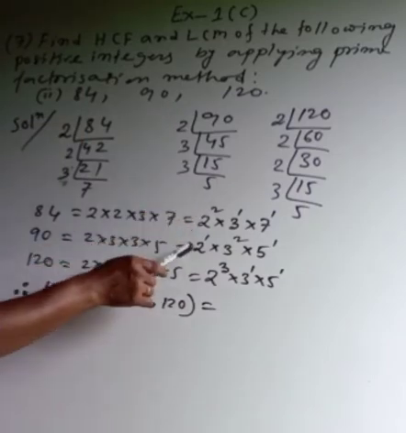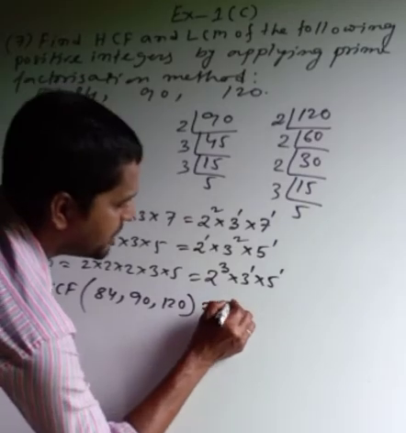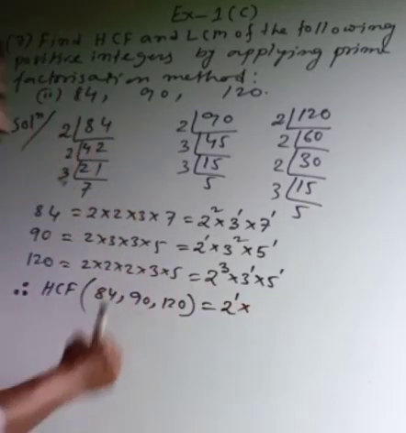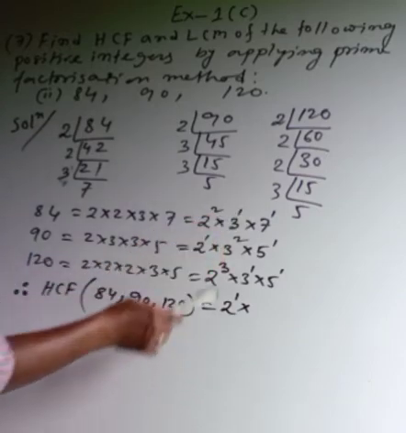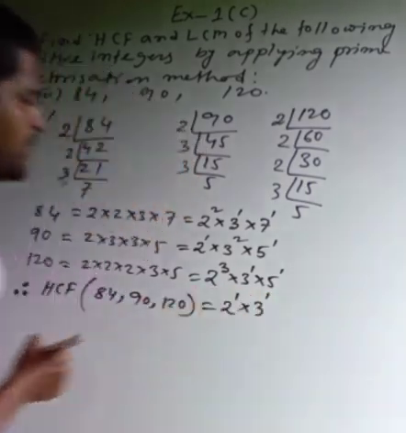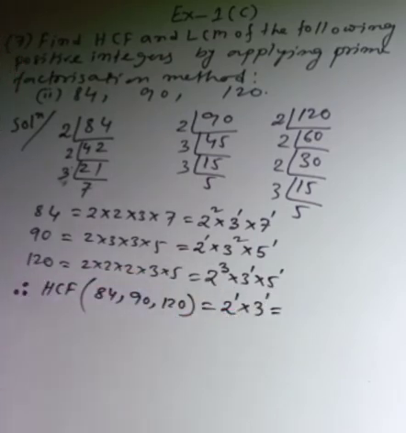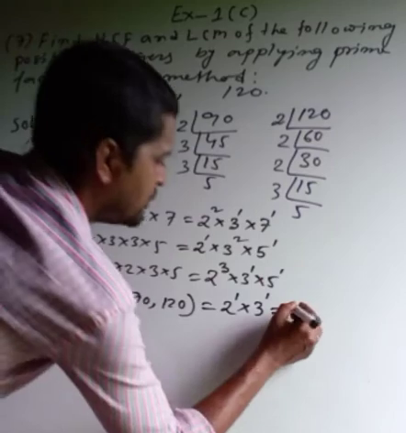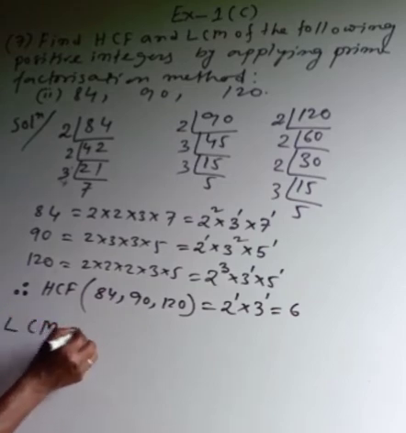So 2 square, 2 to the power 1, 2 cube. We have to choose the smallest one, the least one. So 2 to the power 1 will be the least one. Then 3 to the power 1, 3 square, 3 to the power 1. We choose the least one, 3 to the power 1. So 2 to the power 1 means only 2, 3 to the power 1 means only 3. So 3 into 2 will be 6. So HCF is 6.